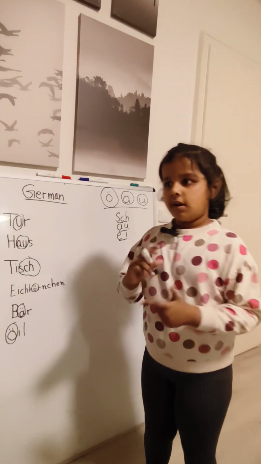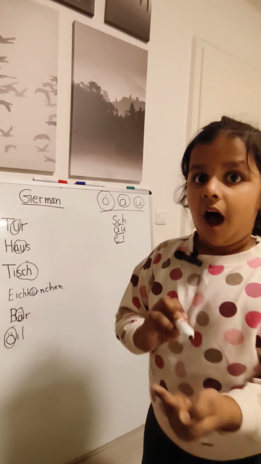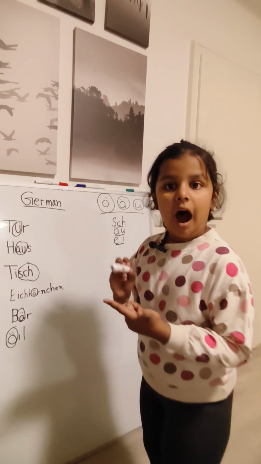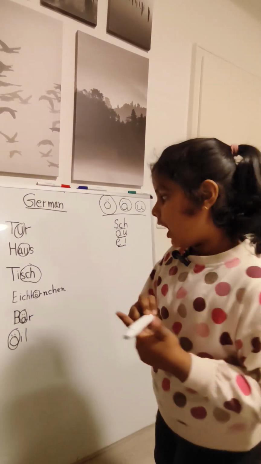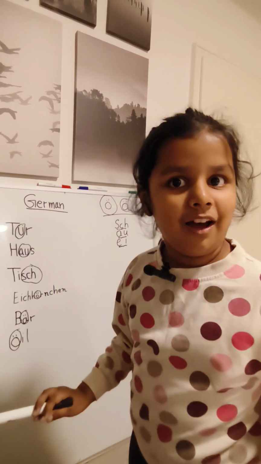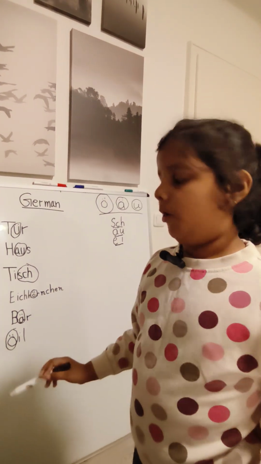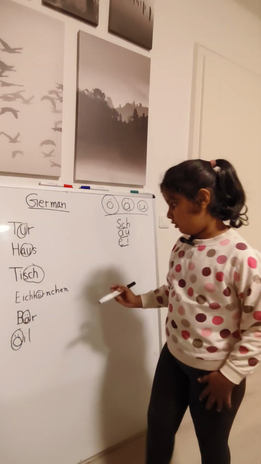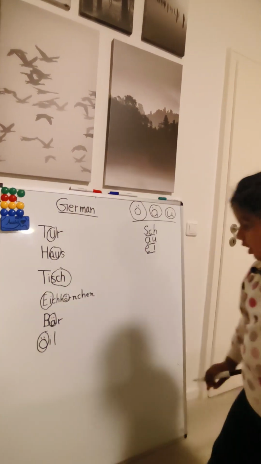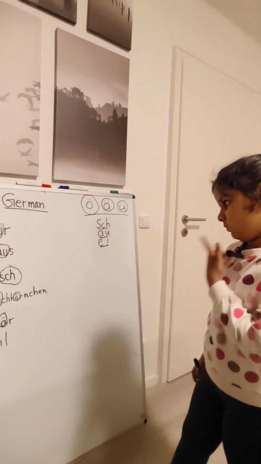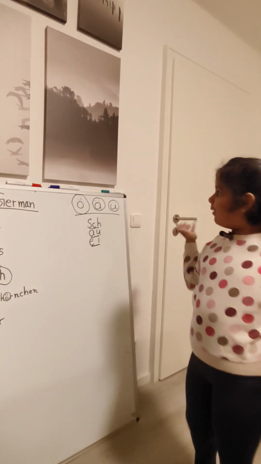I will tell you. First you say "Eichhörnchen". It means squirrel. Squirrel. Okay, so I found it. Now one more. It's done.